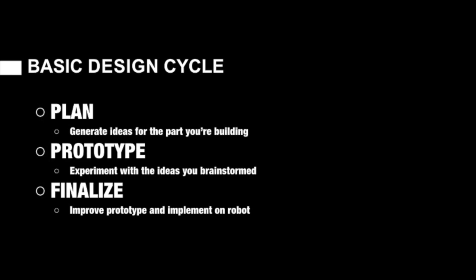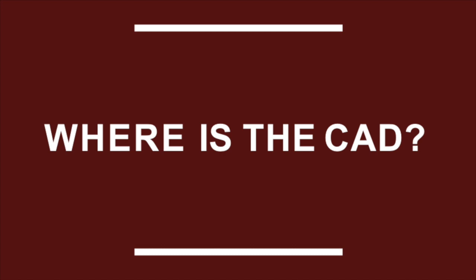Next is the finalizing phase. This is where you improve the prototype phase and implement it on the robot. So this can be with metal, wood, even 3D printed parts. Basically anything that you want to use on your final robot. So you may be wondering, where is the CAD and where does it fit into the design cycle? Well, that's what we're going to talk about right now.